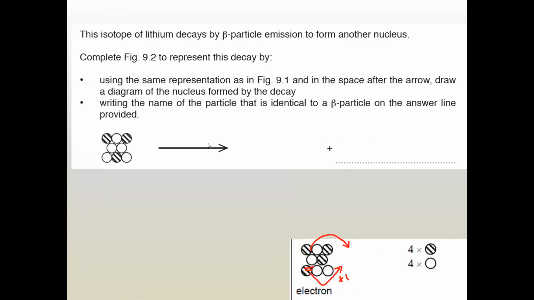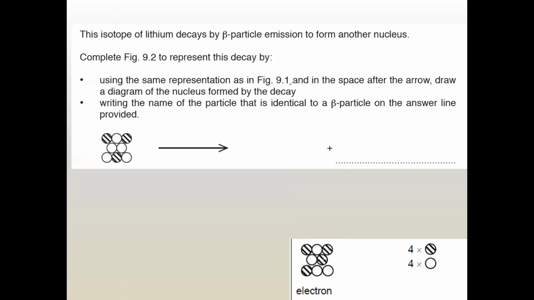For example, this is an isotope of lithium, which has 3 protons. The shaded spheres represent the protons, 3 protons, and 1, 2, 3, 4, 5 neutrons are there.